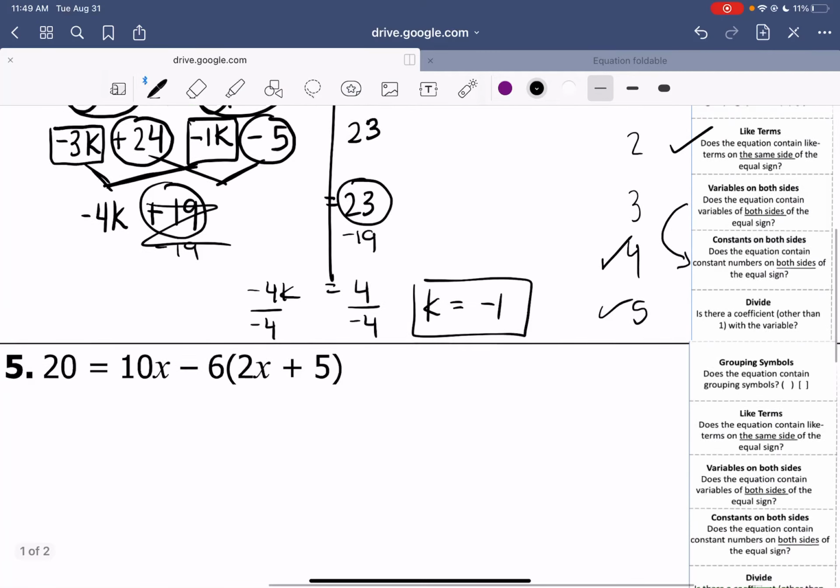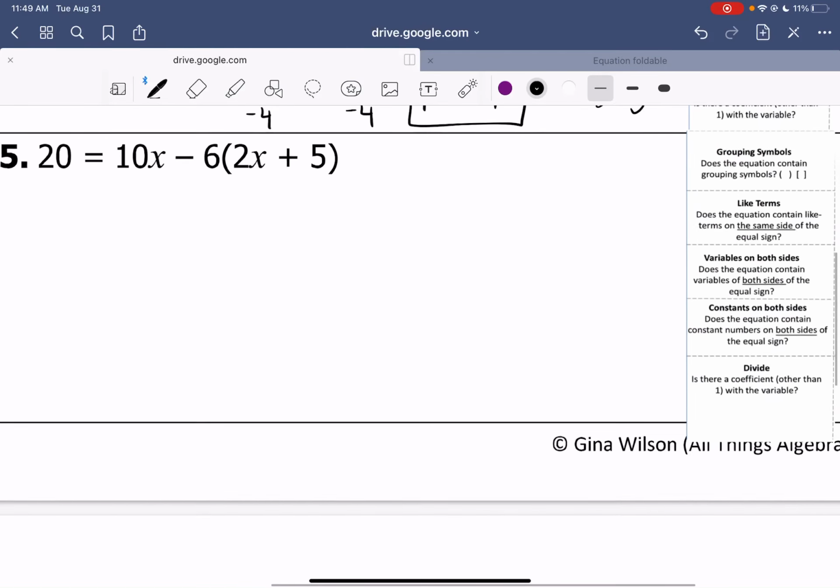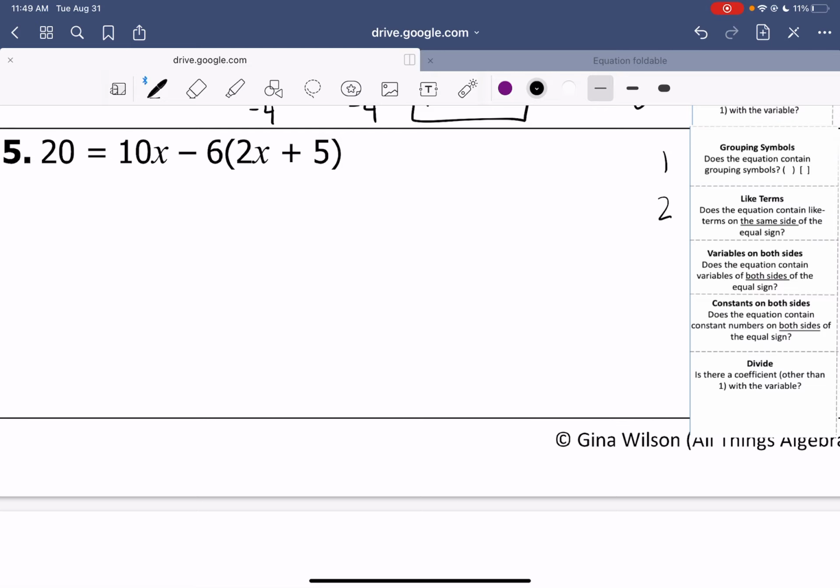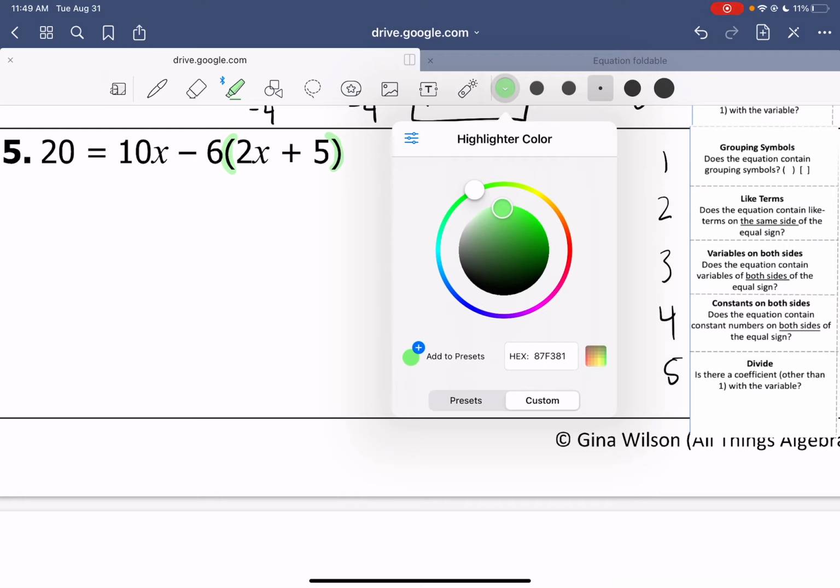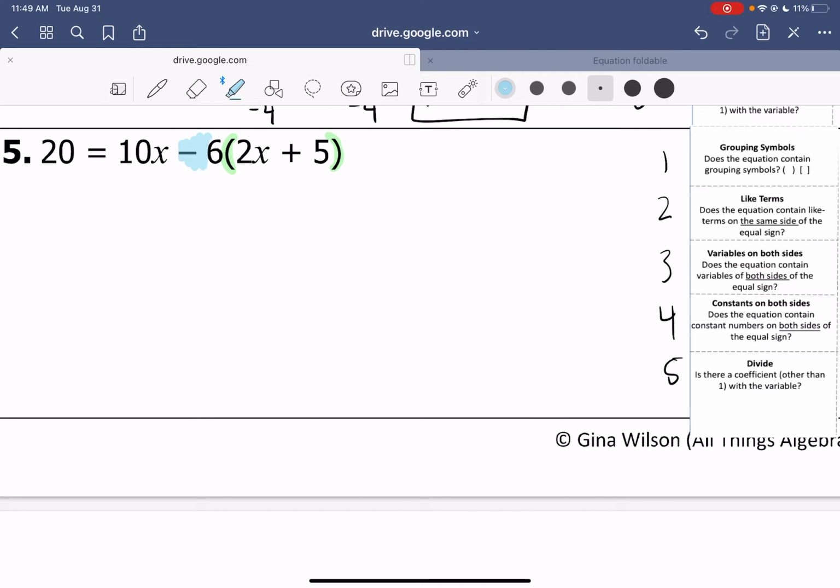All right, moving down. Okay, so we have our 5 questions, 1, 2, 3, 4, 5. So our first question is about grouping symbols. So we know we have our grouping symbols right here, and we need to know what we're distributing. So we're going to be distributing this negative 6. So let's start there. So negative 6 goes to both of these. So now we have negative 12x, and then negative 6 times 5 is minus 30.